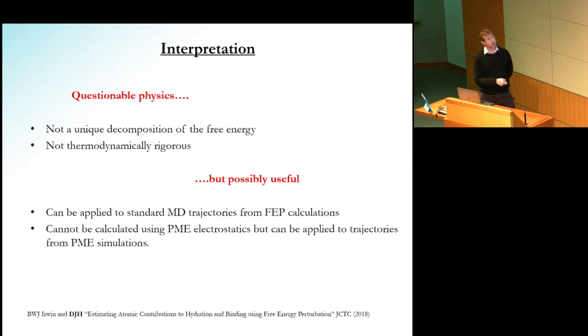So you can apply it to standard energy trajectories from FEP calculations, so you don't need to do anything else on top of the free energy calculations that you've already done. We're post-processing to calculate these numbers. It has to be pairwise additive. You can't use PME electrostatics, but you can apply it to a trajectory from PME simulations, and so you just make a switch or a shifting function that you can apply to the trajectories.